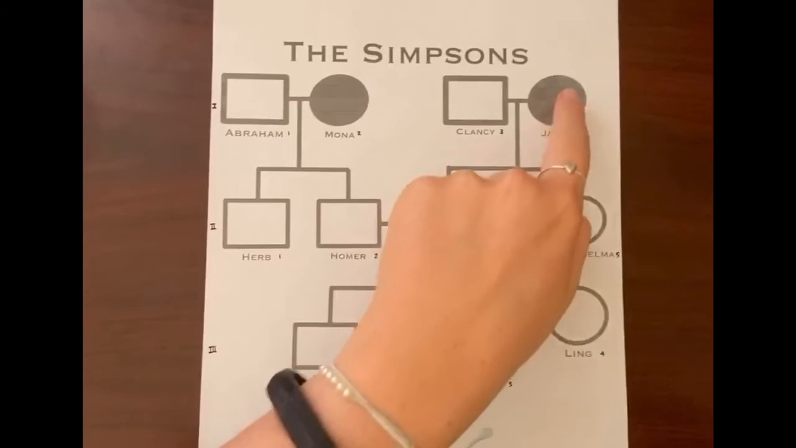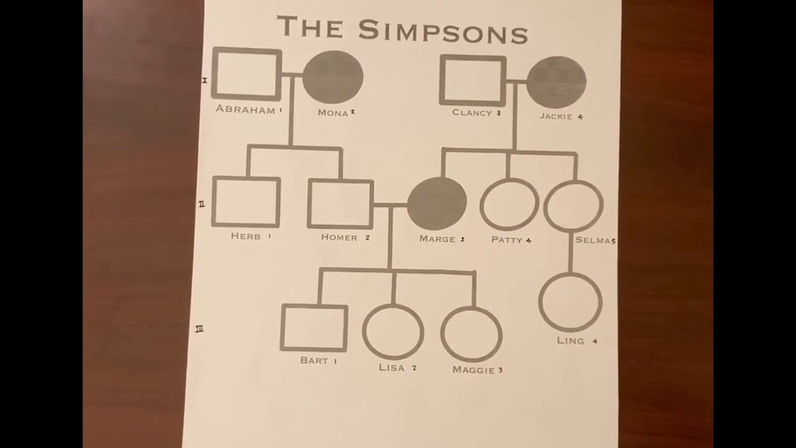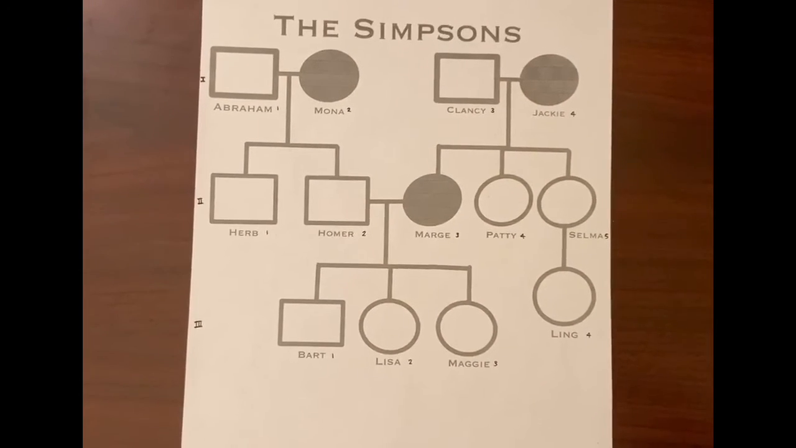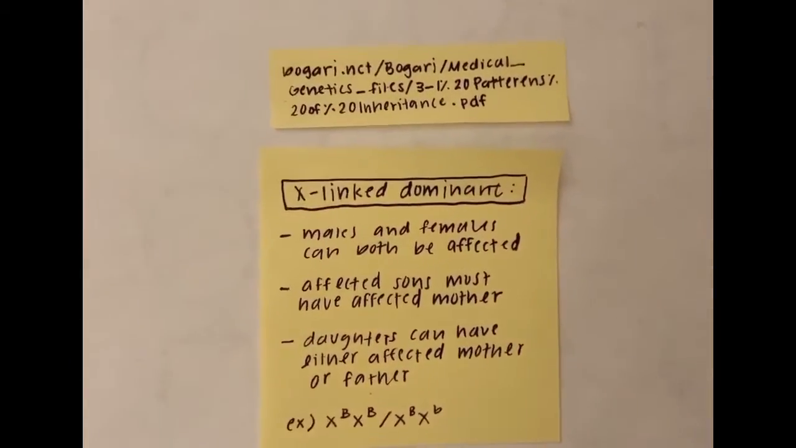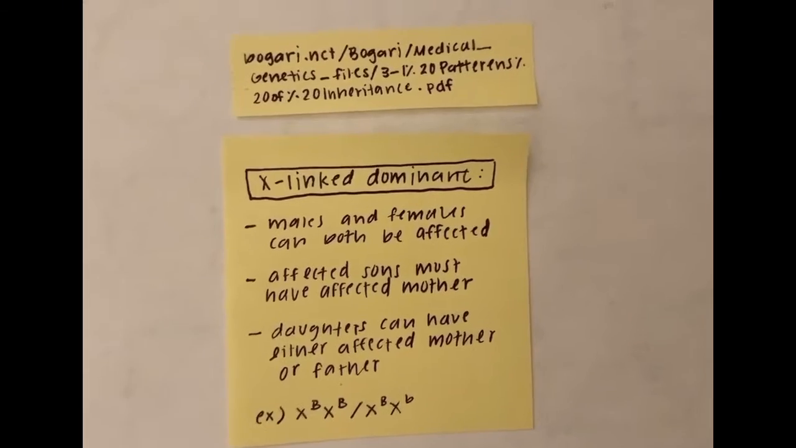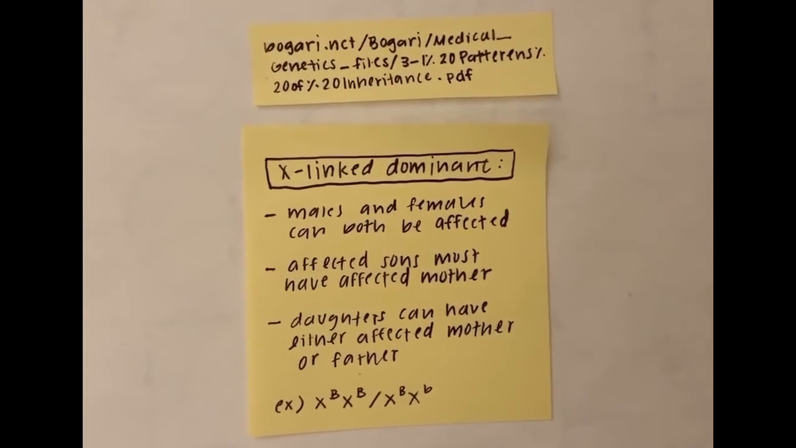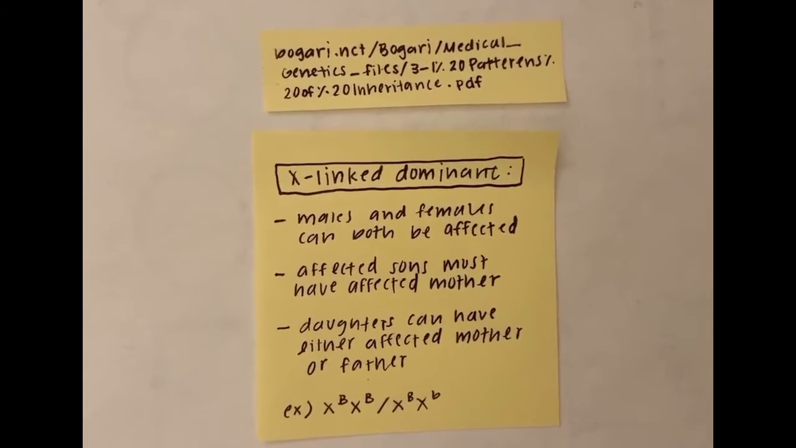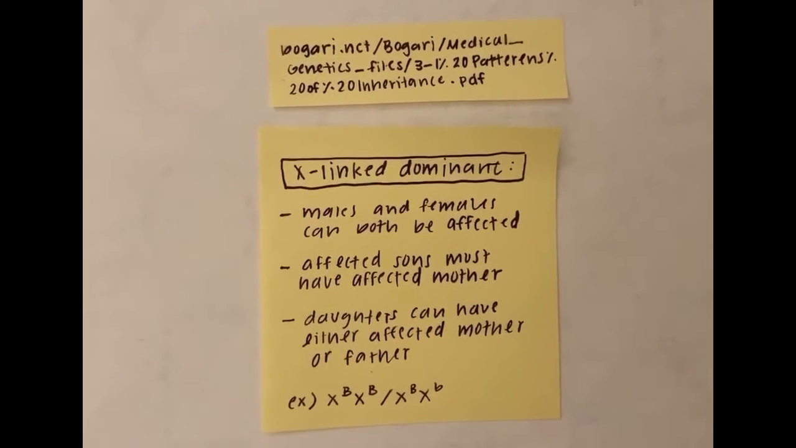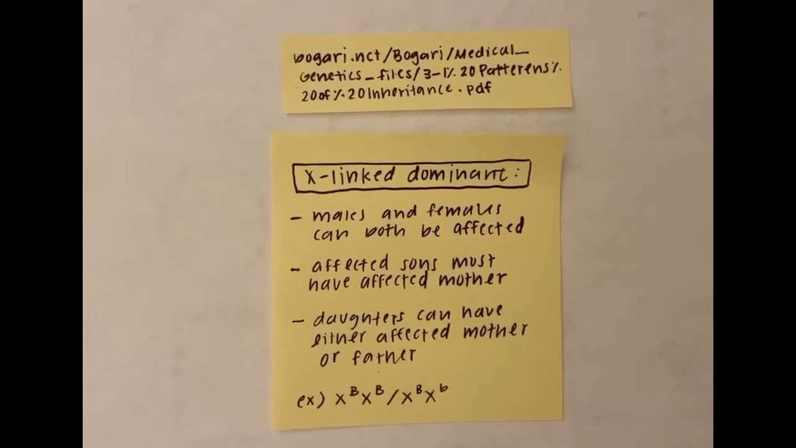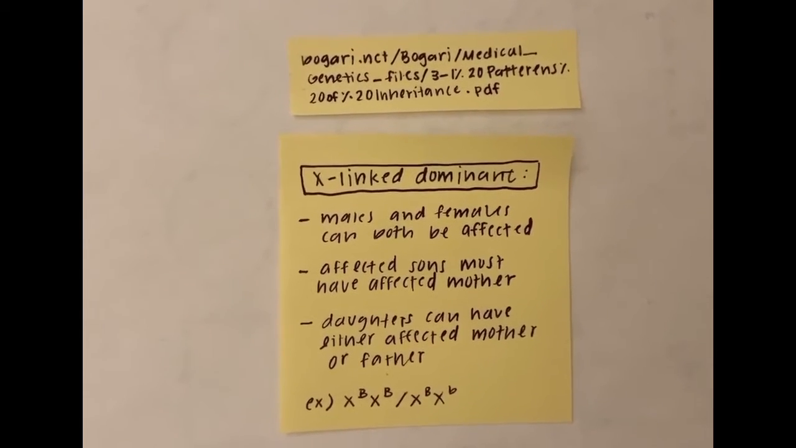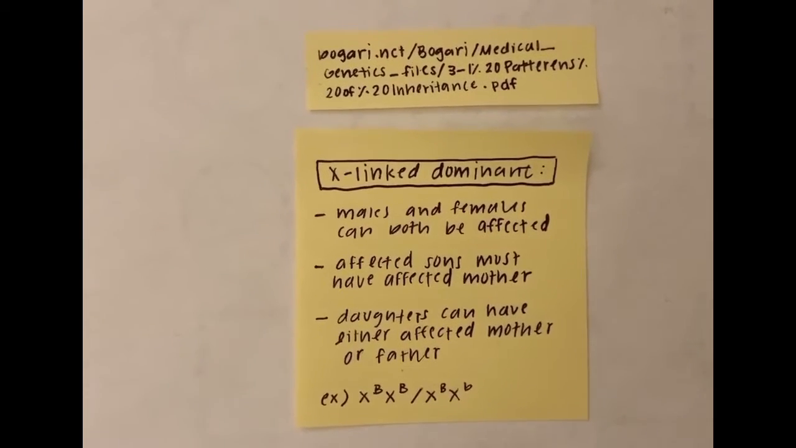When looking at the pedigree, we can relate it to different modes of inheritance. The first one is X-linked dominant. Males and females can both be affected, where affected sons must have affected mothers, but daughters can have either an affected mother or father. An example of something we may see in this case is X^B X^B, or X^B X^b.